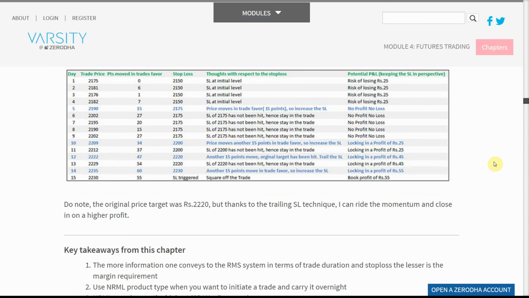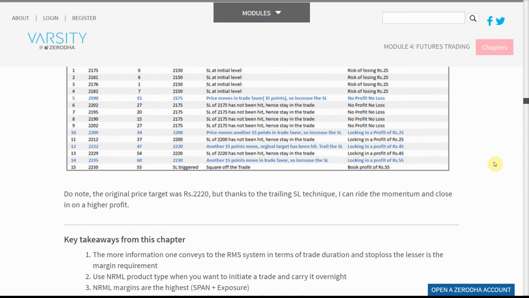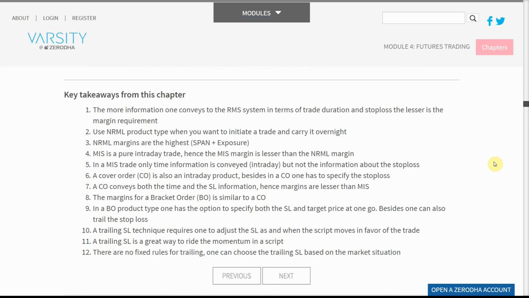Key takeaways from this chapter. The more information one conveys to the RMS system in terms of trade duration and stop loss, the lesser is the margin requirement. Use NRML product type when you want to initiate a trade and carry it overnight. NRML margins are the highest, span plus exposure. MIS is a pure intraday trade. Hence the MIS margin is lesser than the NRML margin.